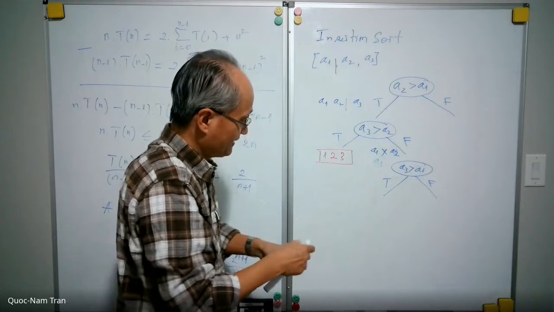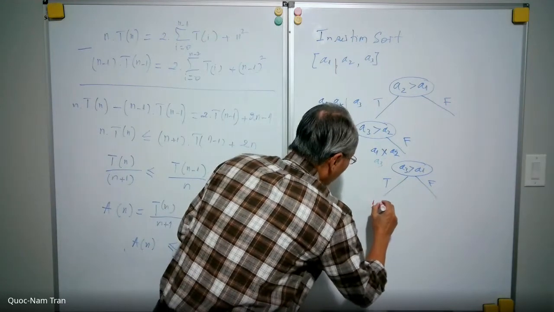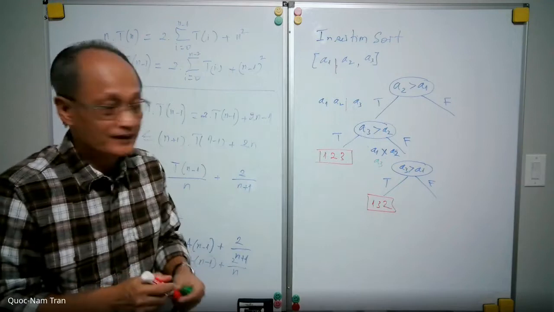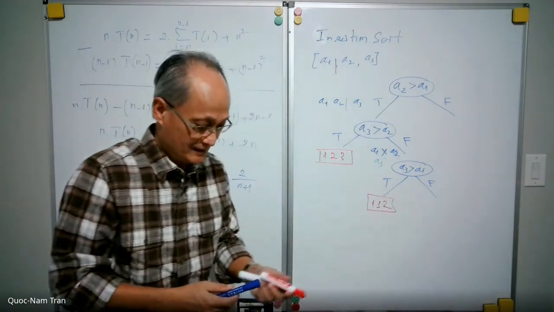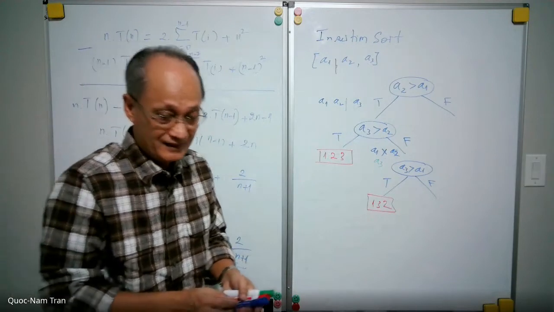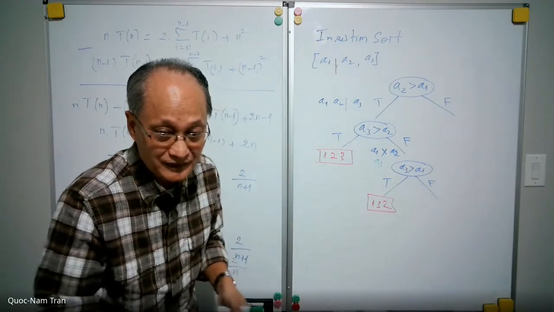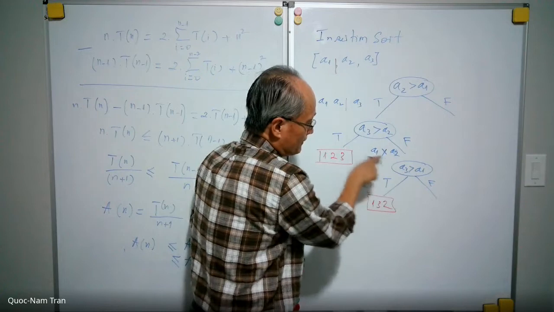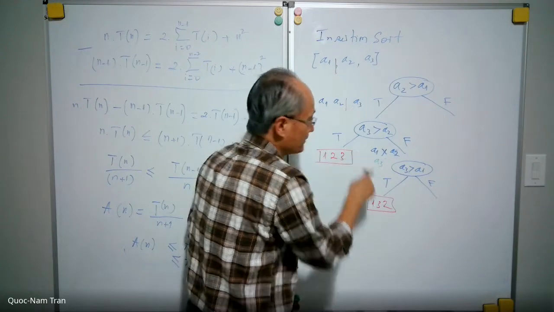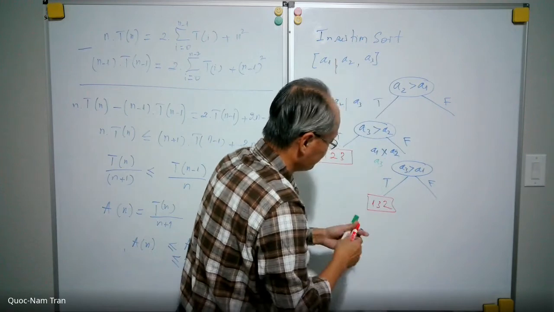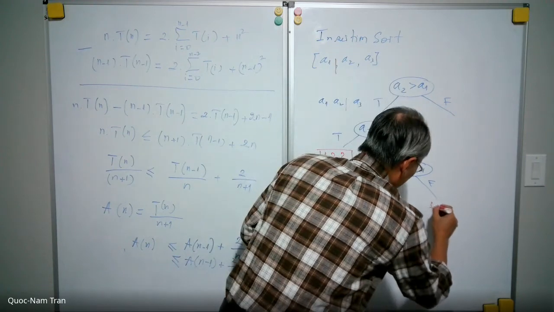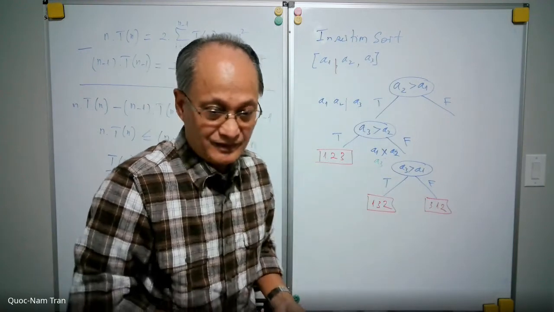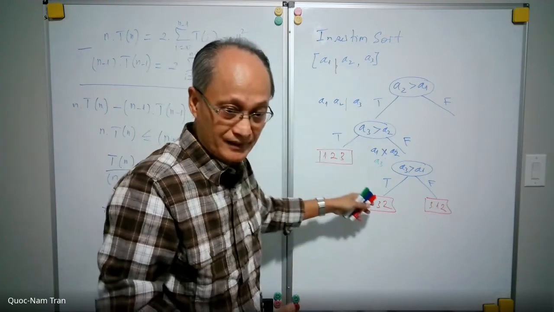Very good. 1, 3, 2. If it's false, what will I have? 3, 1, 2. Very good. Okay. Because if it's smaller, then push A1 here and write A3 here, right? 3, 1, 2. Okay. Very good. Looks like you understand the concept here, right?